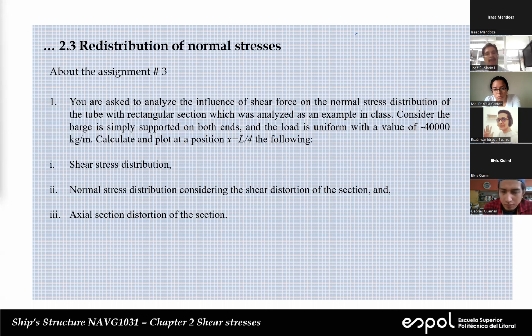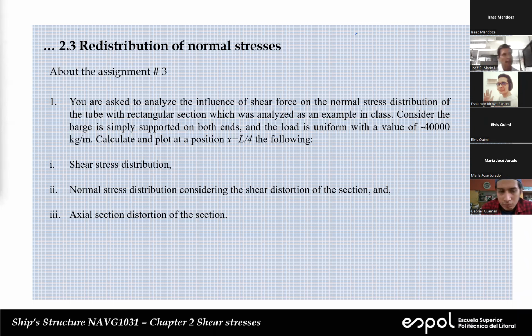Tell us something about point two, the normal stress distribution. Anything that you remember to calculate point two? Do you remember anything about solving point two of this problem, the normal stress distribution considering the shear distortion? What do you have to calculate to complete this assignment? First, the shear stress and the inertia too. Okay, the inertia, that's something that we know. Tell me something I don't know.